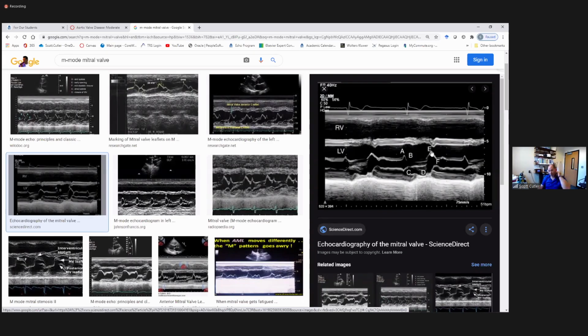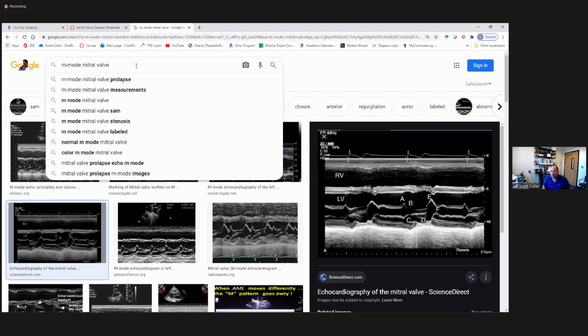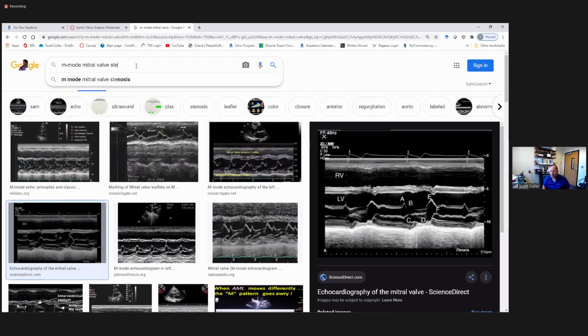D to E excursion may be something that is relevant to mitral stenosis specifically, because that tells us the motion of that leaflet. It doesn't actually tell us how wide. The width is measured in between the posterior and anterior leaflets. Let me do mitral valve stenosis.